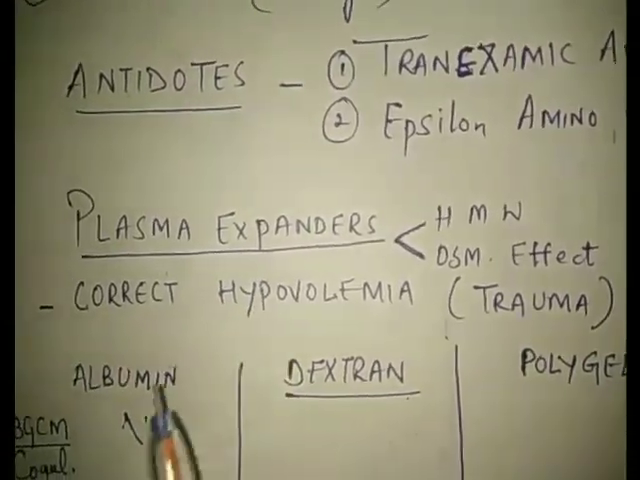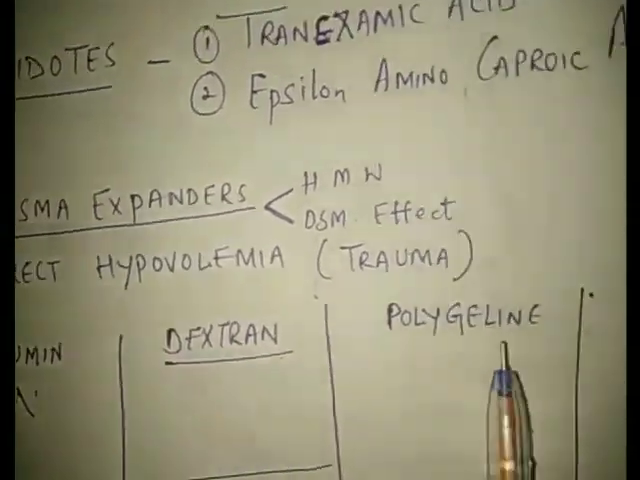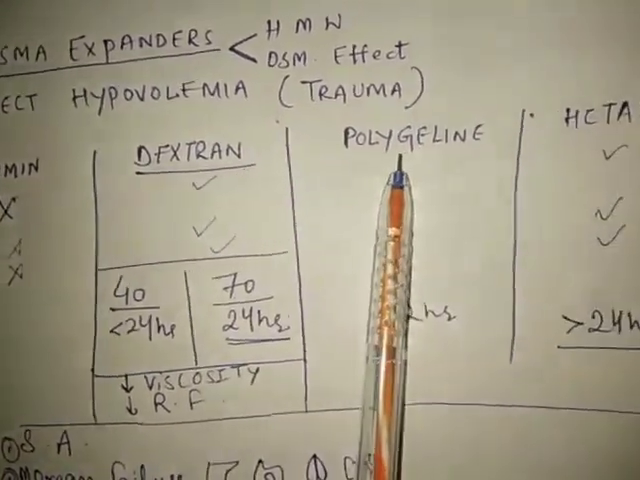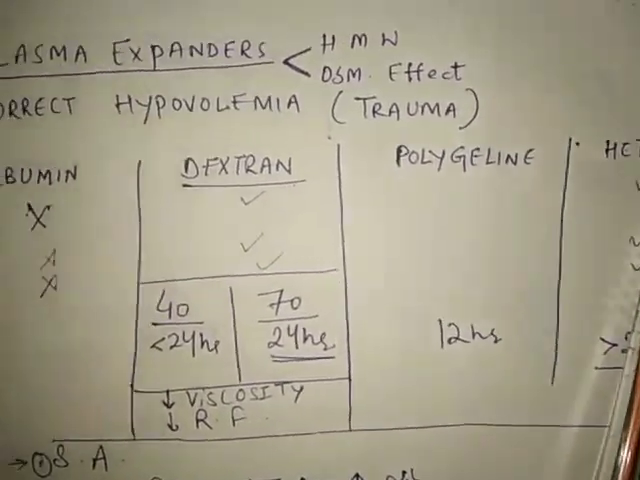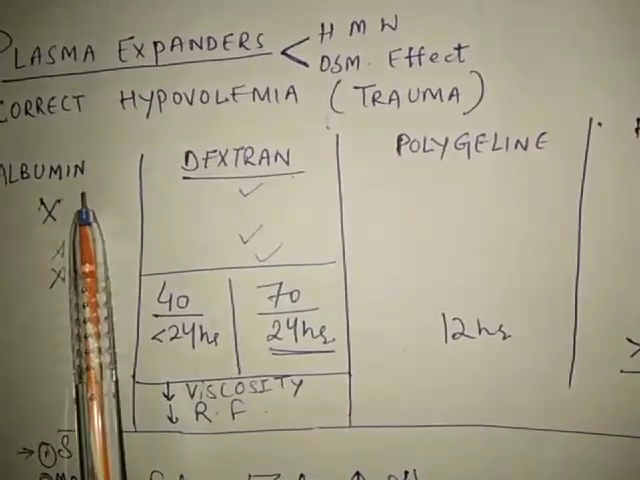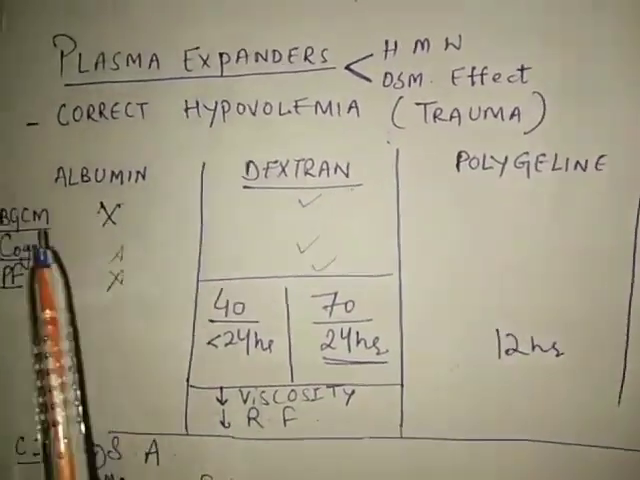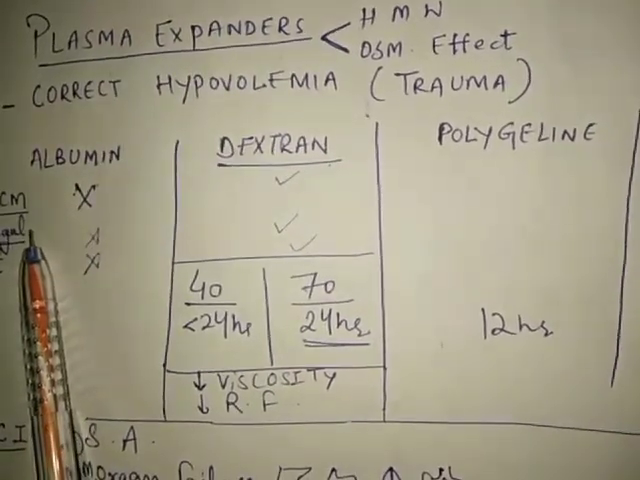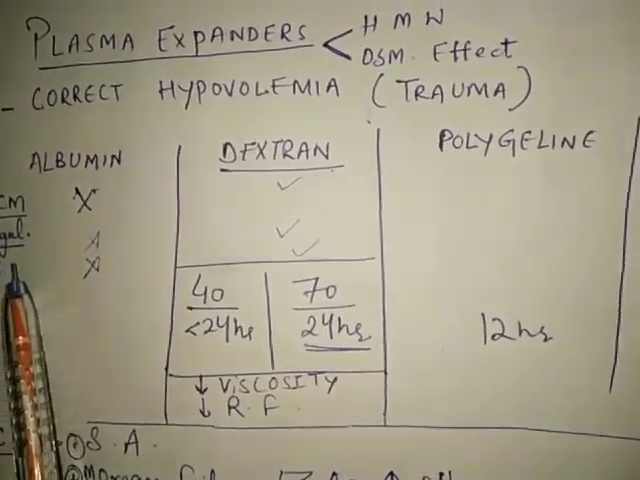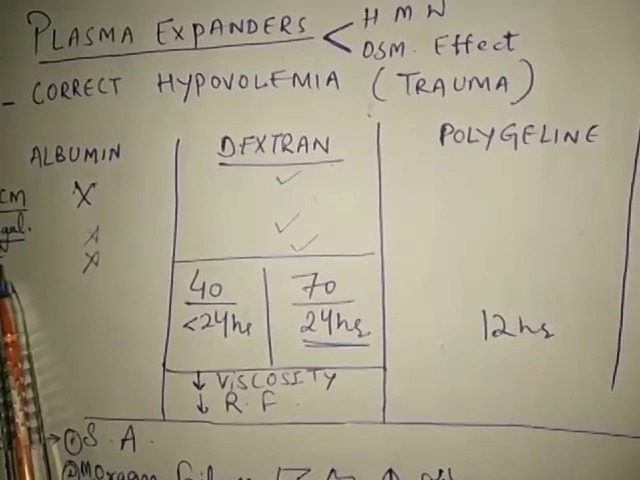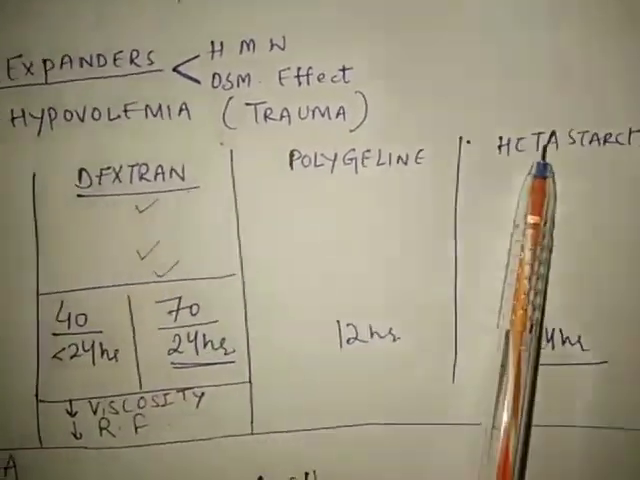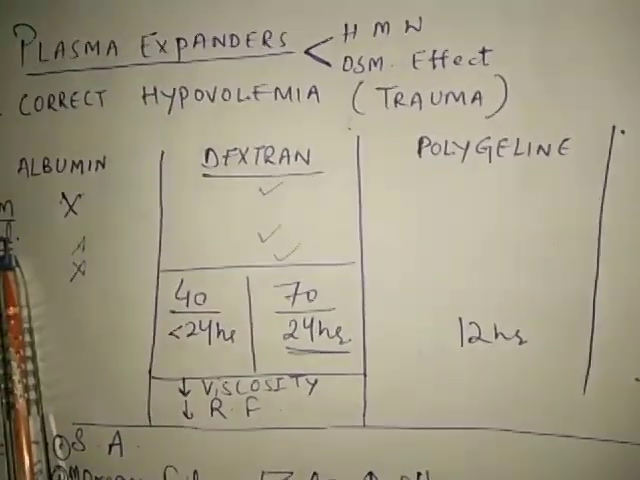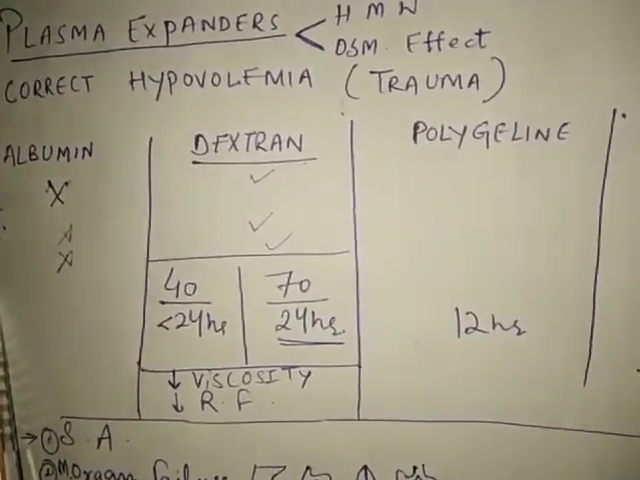Okay, the plasma expanders are albumin, dextran, polygeline, and hetastarch. Albumin and polygeline do not interfere with the blood grouping and cross matching, or with the coagulation process, or with the platelet function, while dextran and hetastarch interfere with the blood grouping and cross matching, with the coagulation system, and with the platelet function.